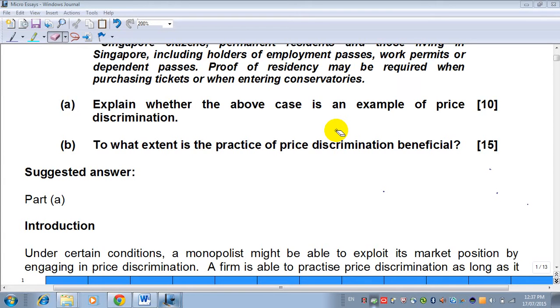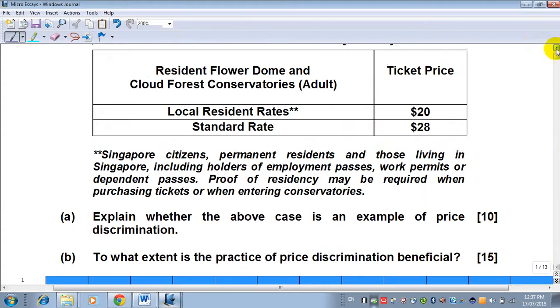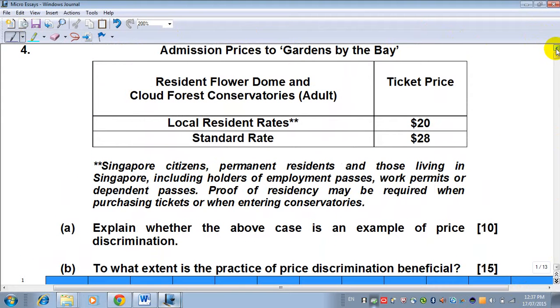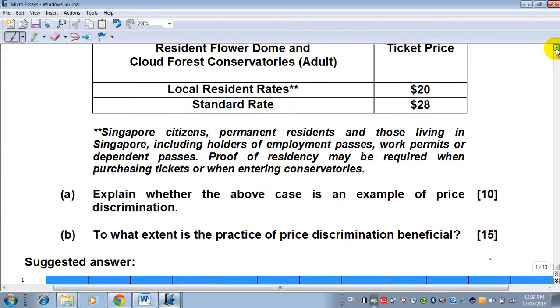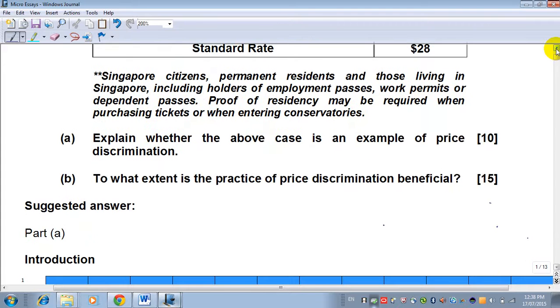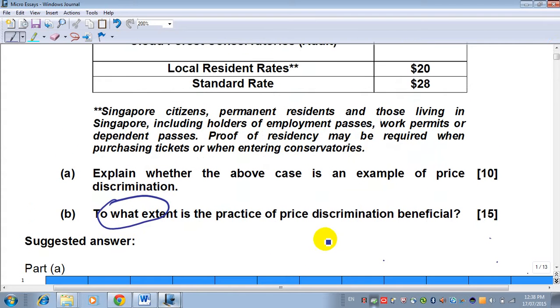Good morning, everyone. So now I'll be going through part B of the price discrimination essay. For part B, we will think about whether, and to what extent, the practice of price discrimination is beneficial. Okay, so let's do some thinking aloud. To what extent means you need to tell me whether it is to a large extent or a small extent, and you should do so in the overall evaluation.